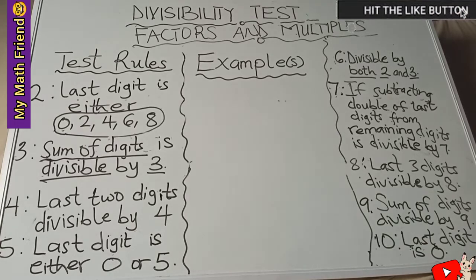In the previous videos, we looked at the relationship between factors and multiples and that of prime and composite numbers. In this lesson, we're going to look at the divisibility test. How to test whether a number is a factor of another or is a multiple of another.